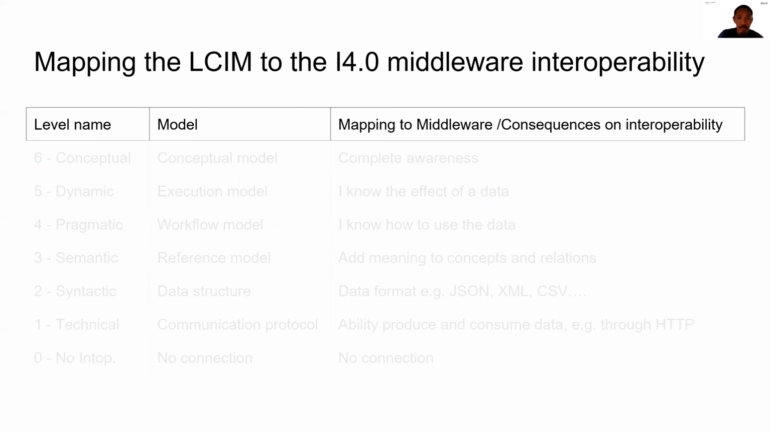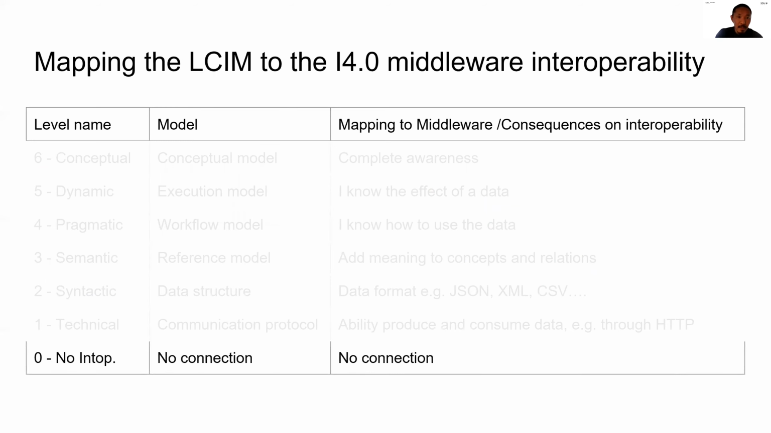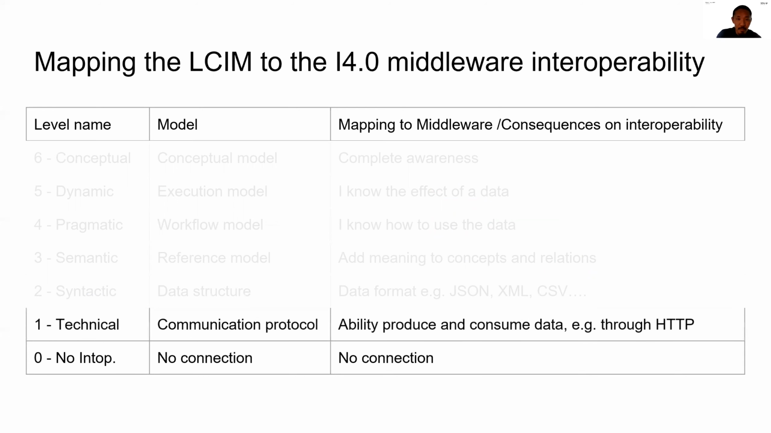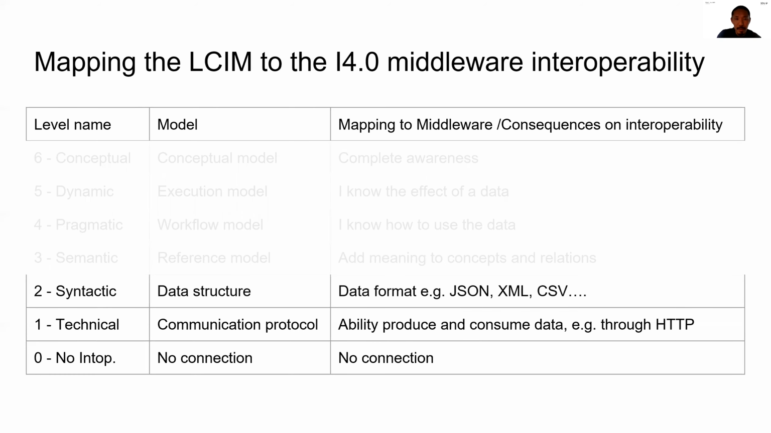So, our analysis of the LCIM. Level 0. Assets which fall into this category are not intended to operate in an I4 environment. Level 1. Assets have the ability to produce and consume data over an agreed communication protocol. And level 2. Assets share a common data format. For example, assets are able to produce and consume JSON.